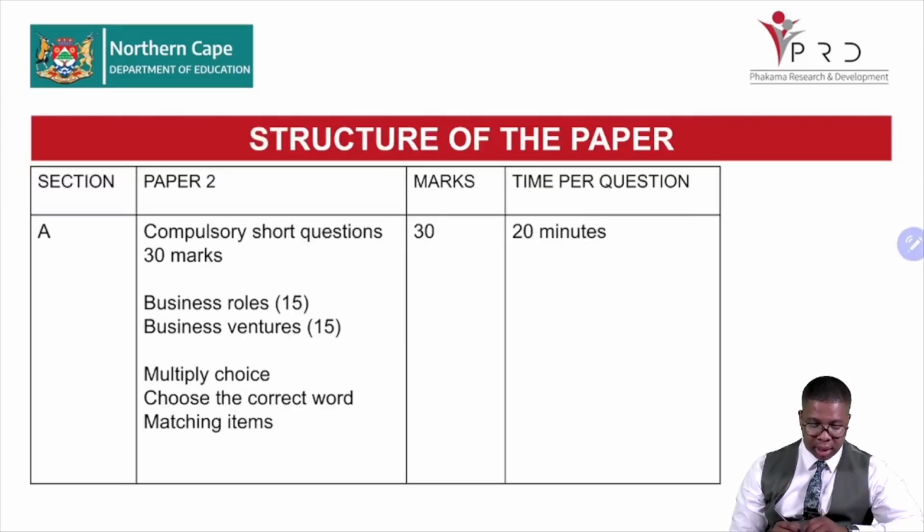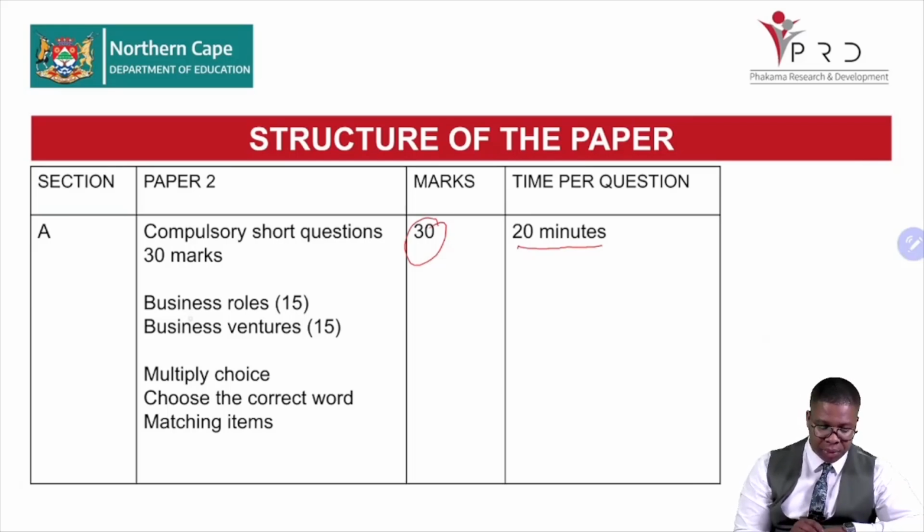Let's start with the first part, which is the structure of the paper. Our paper is structured into 3: we have section A, B, and C. Section A will be allocated 30 marks, and the time you should spend there is 20 minutes. You will have 2 main topics, business roles and business ventures, which will be allocated 15 marks each in section A.